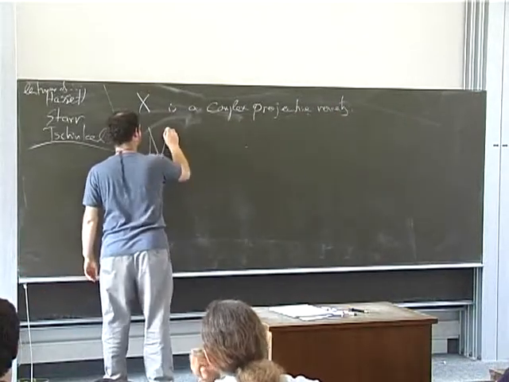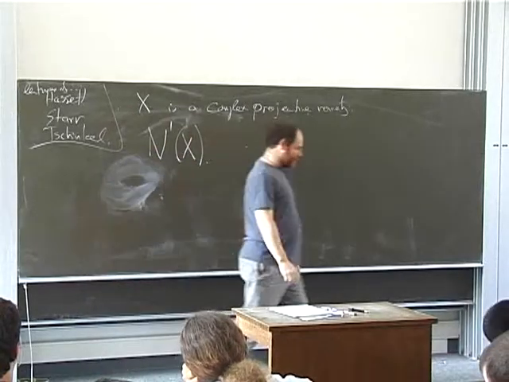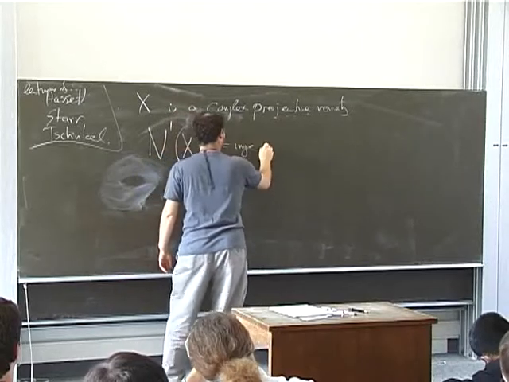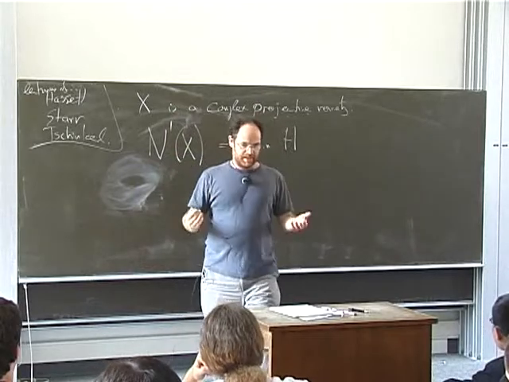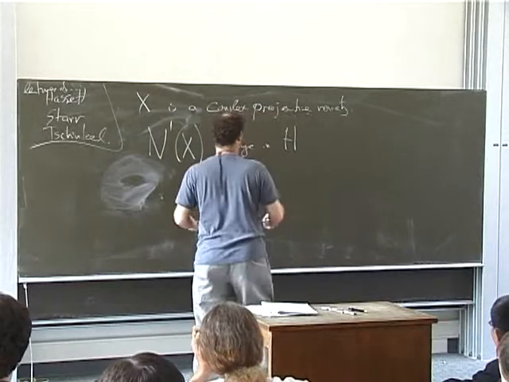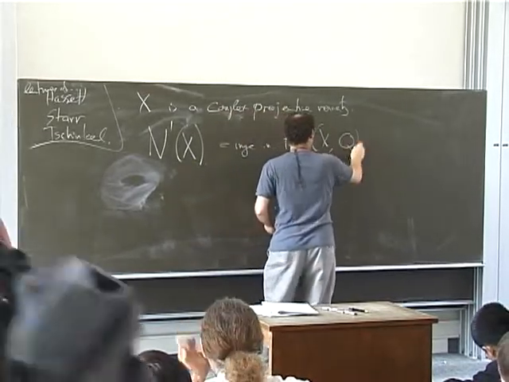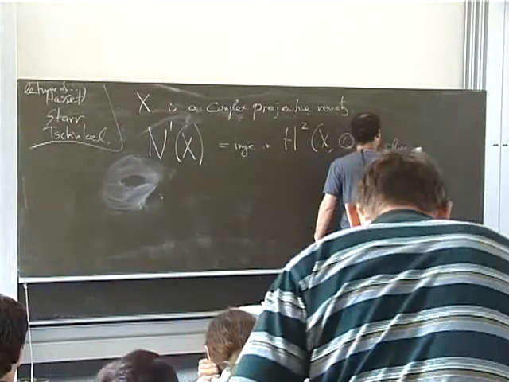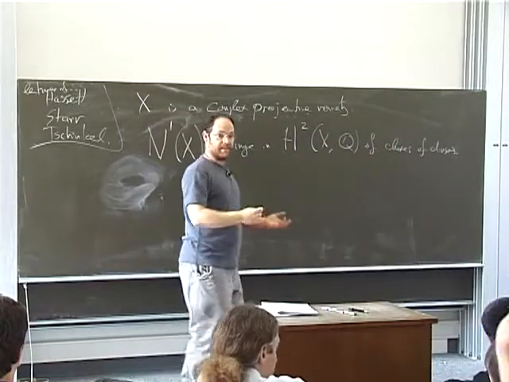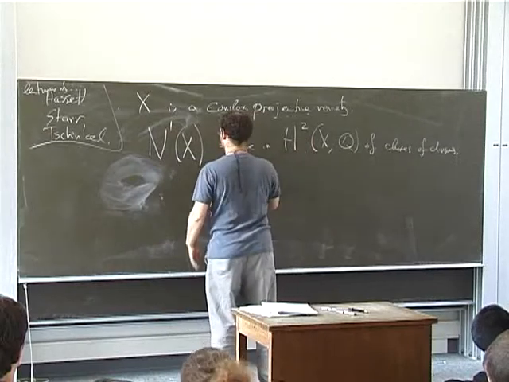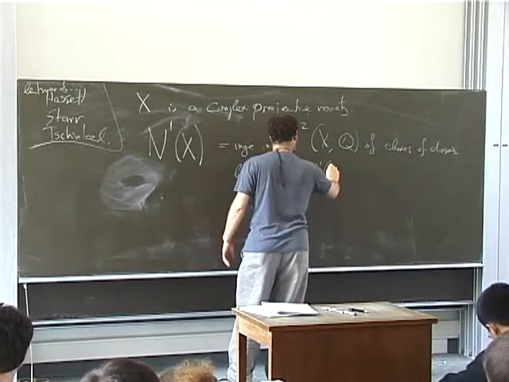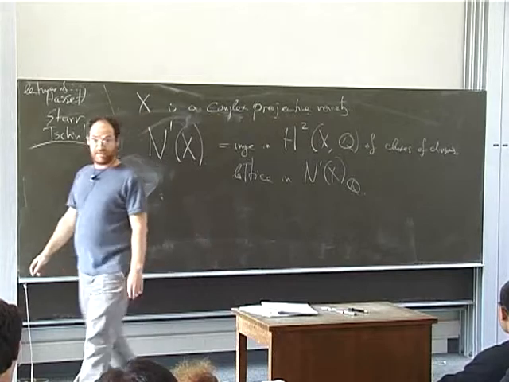So N1 of X, that's a lattice. This is the image in the second cohomology group with rational coefficients of the classes of divisors. So it's some lattice in some space, in the associated vector space.